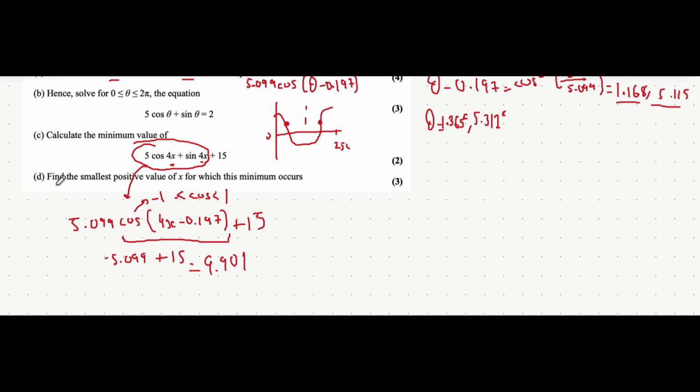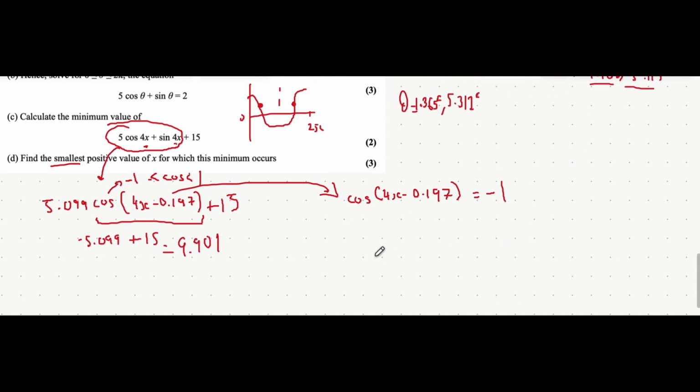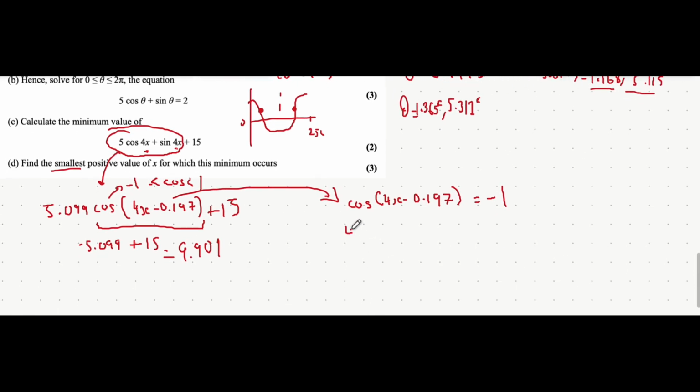The last part of the question says find the smallest positive value of x for which this minimum occurs. Well, that's where we really focus on making that cos equal to -1 and solving that for x. So let's do that. Cos of 4x minus 0.197 is equal to -1. That's where the minimum value occurs. So doing the inverse cos of both sides, sorry, not 4x, everything inside the bracket, which is 4x minus 0.197, is equal to the inverse cos of -1, which when you put into your calculator will get you a value of pi.